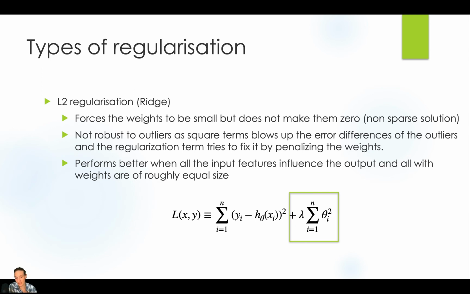Second type of regularization, L2, is just a variation basically of the previous L1 loss. It's ridge regularization. It forces the weights to be small, but it does not make them 0. So this causes non-sparse solutions. So by taking the power of the coefficients to the power of 2, it forces them to be small. Again, we have a regularization term.